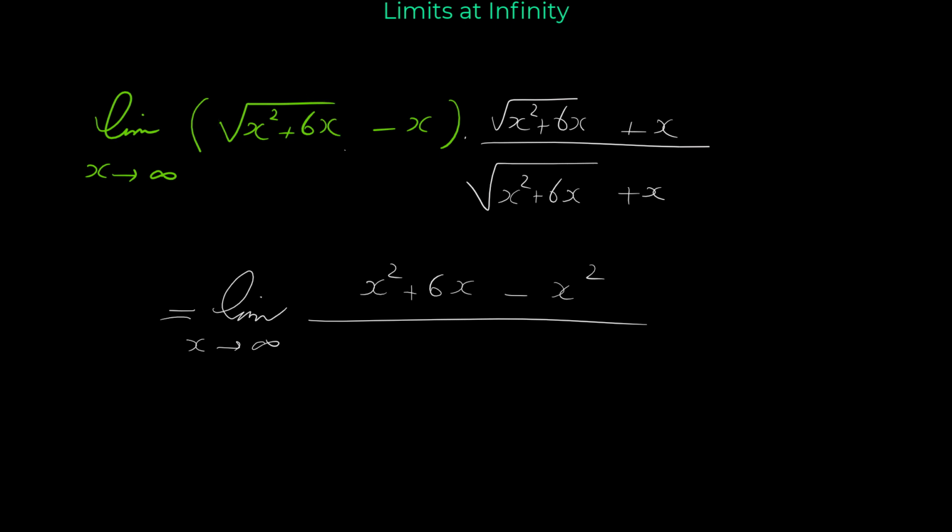And in the denominator, we just copy the denominator. So in the denominator, simply we have radical x to the 2 plus 6x plus x. Simplify the numerator: x to the 2 with x to the 2 cancels, and in the numerator we only have 6x over the radical x to the 2 plus 6x plus x. Let me simplify it here. x2 with x2 cancels, and only 6x remains in the numerator.